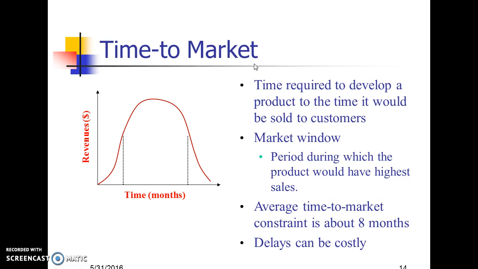Time to market is the key parameter for any embedded system product. It is the time required to develop a product to the time it would be sold to the customers. Market window: this is the window starting from this point and ending with this point, the period during which the product would have highest sale. Average time to market constraint is about 8 months. Delay can be costly.